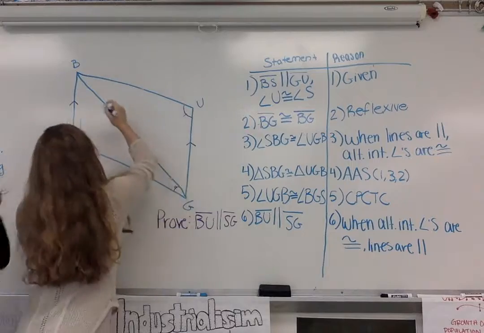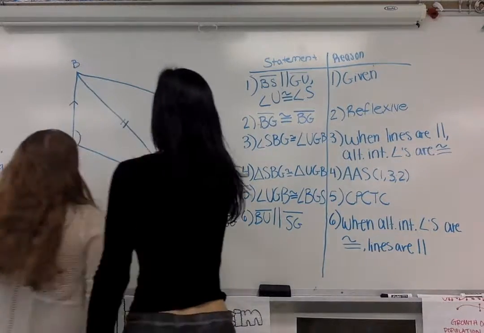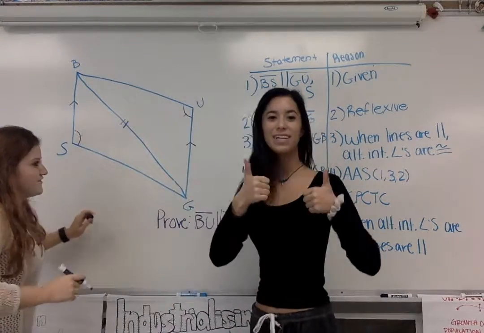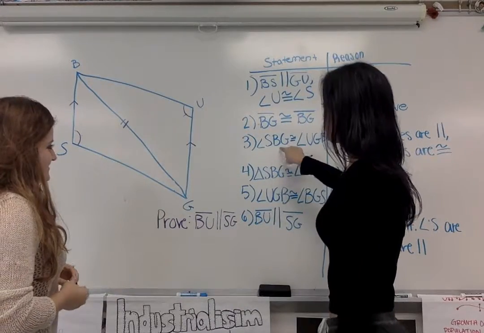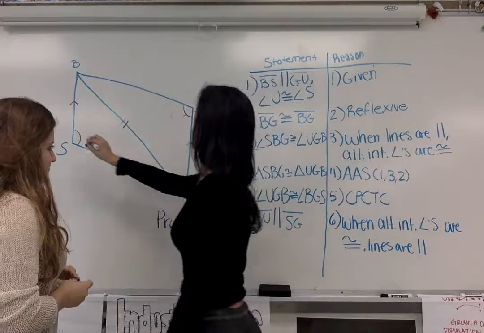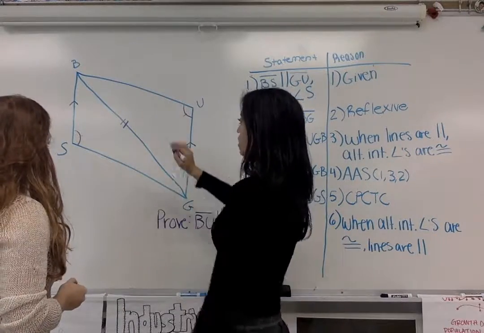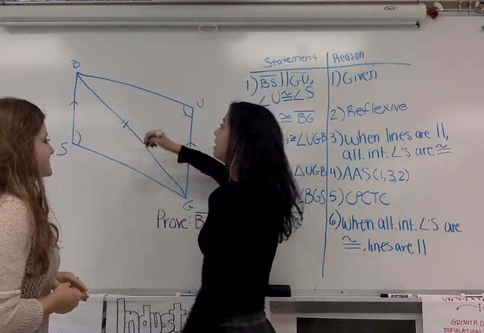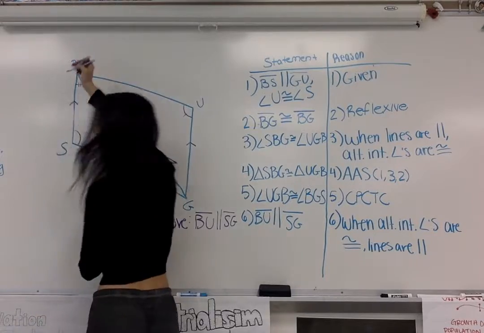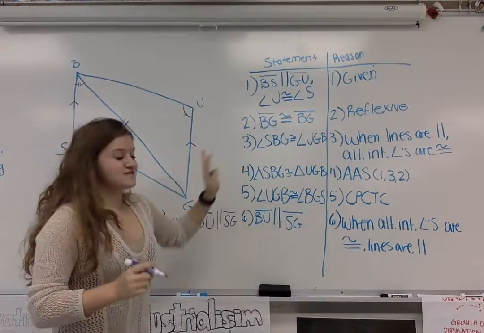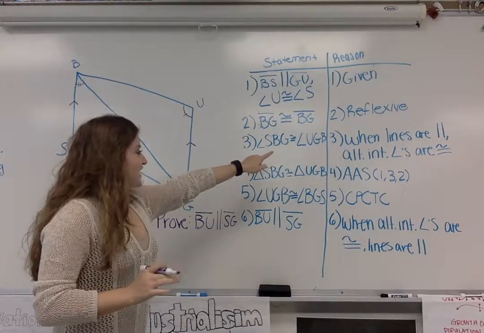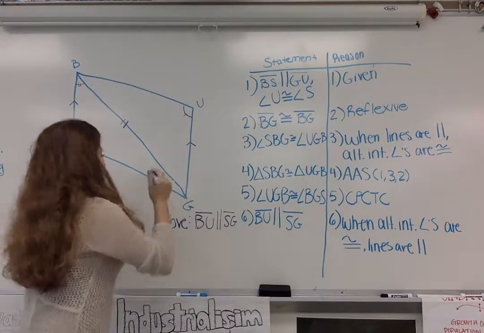Oh, instead, here? Yeah. See? We're helping each other with our mistakes. We need to find out that SGB, so you go angle SBG. So yeah, up here. Helping each other. This is what this video is for. And I just misread it wrong. Sorry, guys. So angle UGB. Yeah.